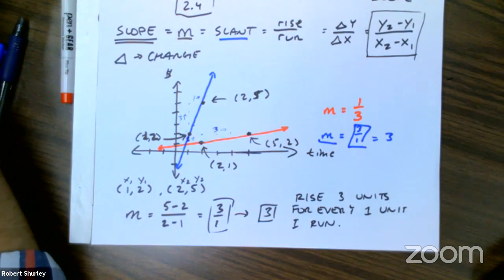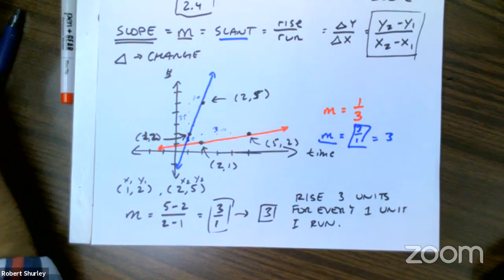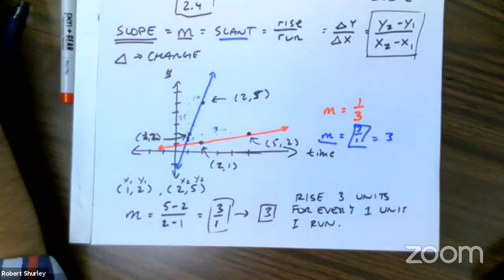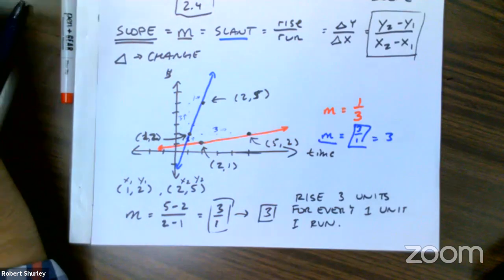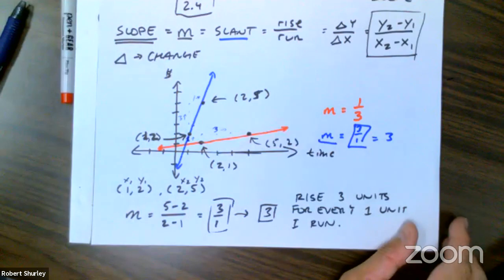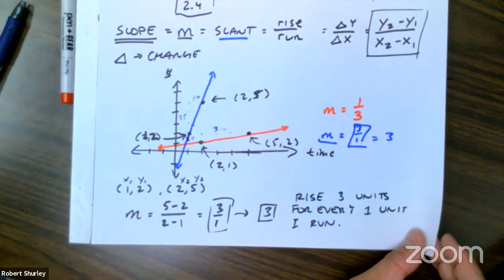Now, this will make more sense once we get into actual word problems. If x is months and y is money, well, that means I am rising. I'm gaining $3 for every 1 month, right? That sits in the bank account. Okay. Questions, comments, concerns?